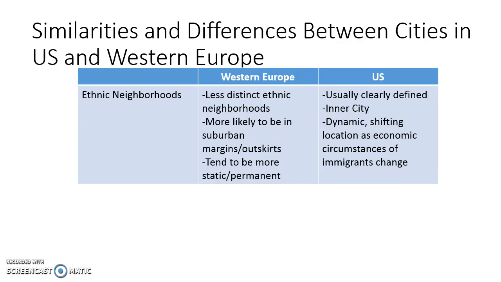However, these ethnic neighborhoods in the United States, the cities, tend to be much more dynamic. They tend to shift location as the economic circumstances of the immigrants change. And so as they gain or lose wealth, they will tend to move around to different parts around the city.